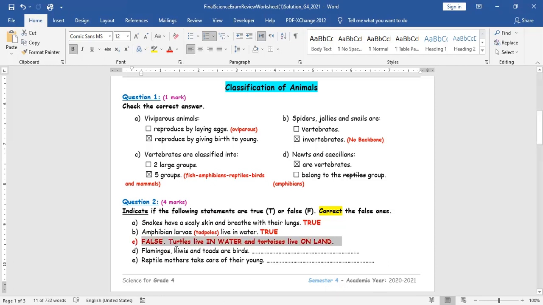Flamingos, kiwis, and toads are birds. Flamingos are birds, yes. Kiwis are flightless birds, yes. But toads are not birds. This is false. Toads belong to the amphibians group, so they are amphibians. They are animals that look like frogs.